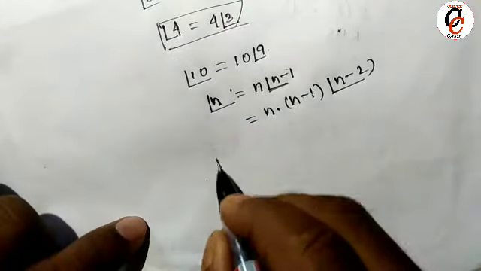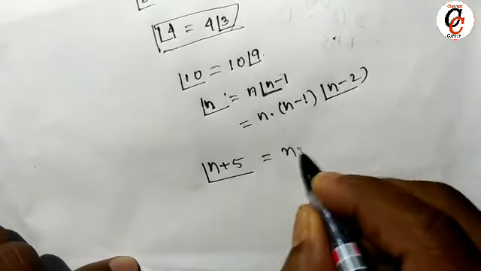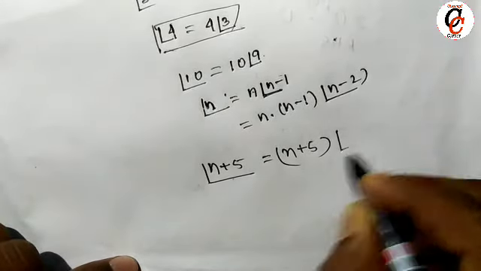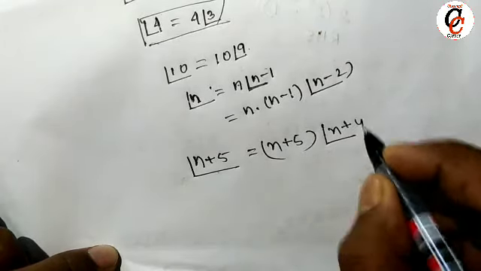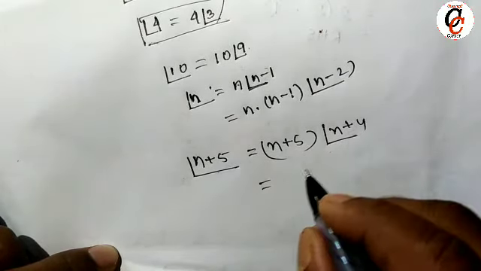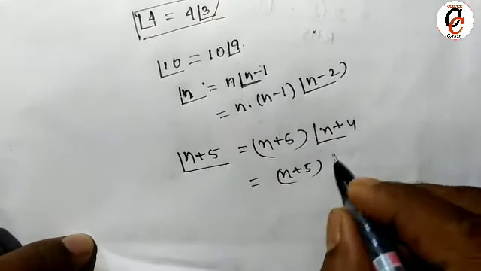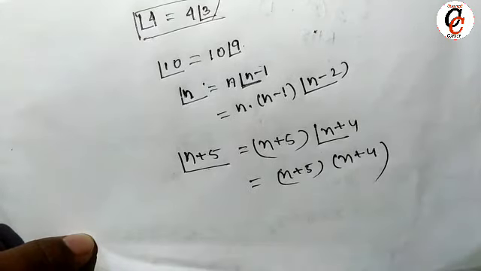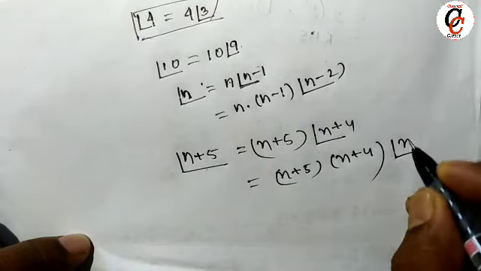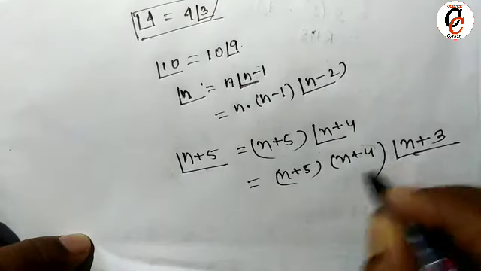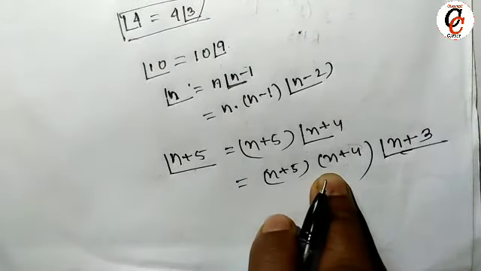So if I write factorial n plus 5, what can I write? n plus 5, and inside the factorial we have to write 1 less than n plus 5, that means n plus 4. So this can be written as n plus 5 into factorial n plus 4. If we want to write more, then n plus 4 will come out, and inside the factorial n plus 3, we have to write 1 less always. So this concept is very necessary in this sum, remember it.